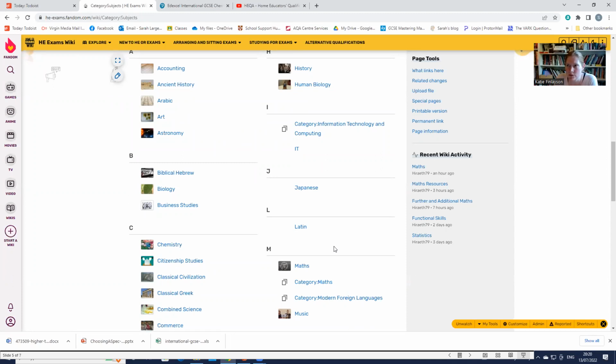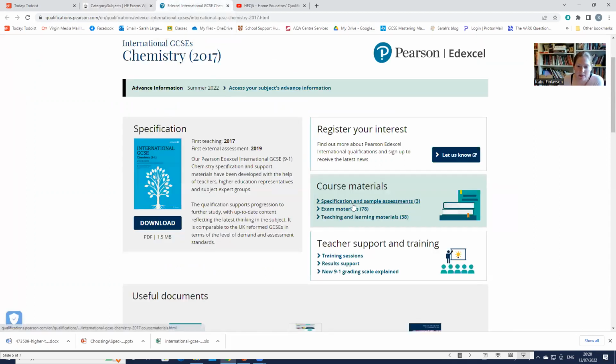Every single GCSE, and I think all the IGCSEs follow this as well, must have at least a specification and a sample paper publicly available to anyone on their website. They can choose to offer other things, like sample papers, and they can choose whether those are locked or unlocked. So if you have a look, I've got this one on the page, have a look at this one.